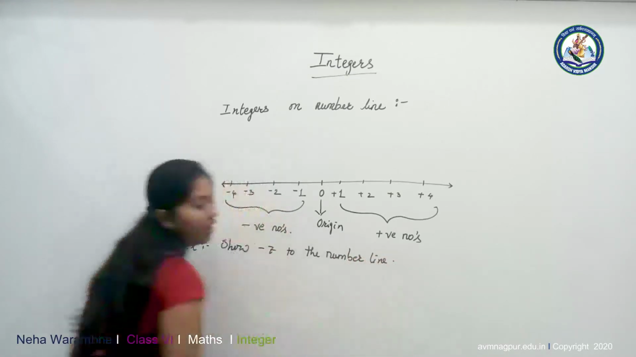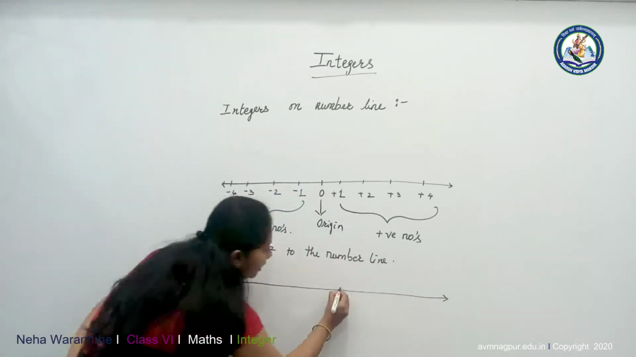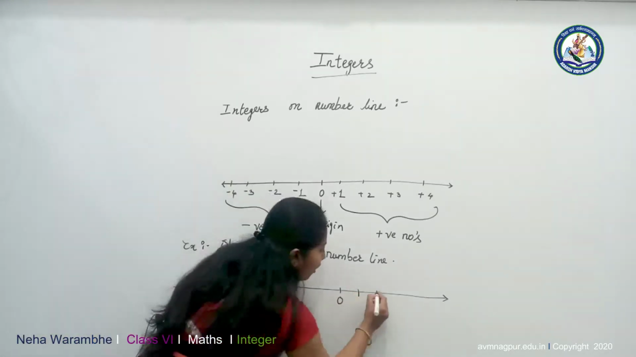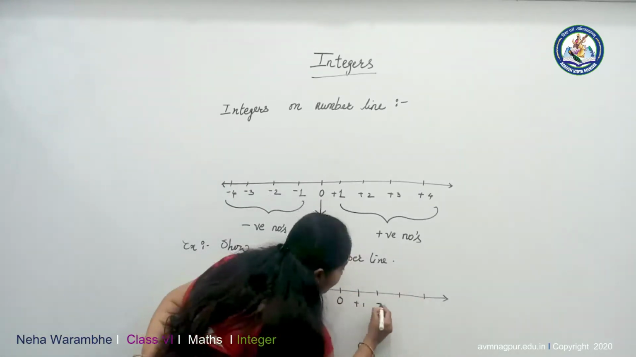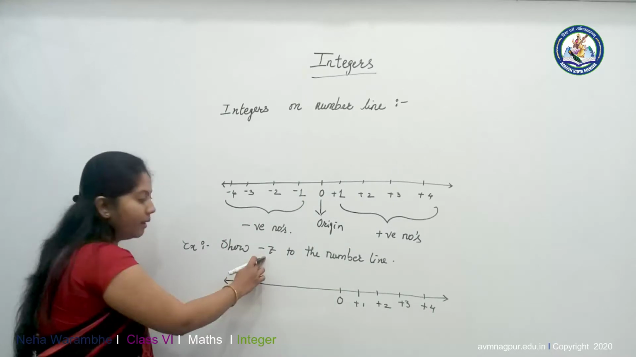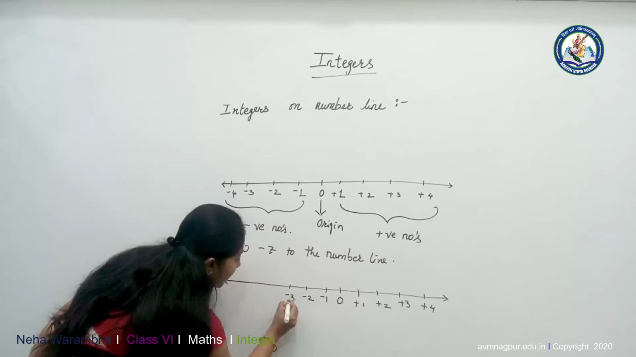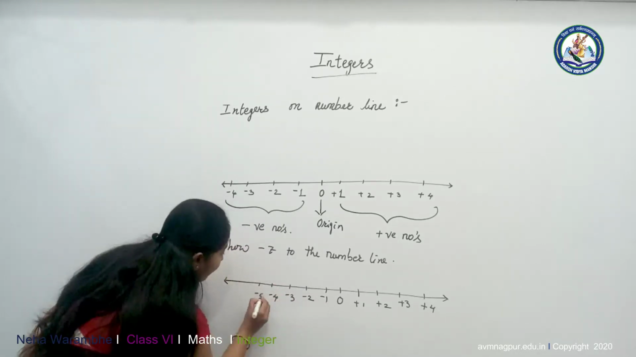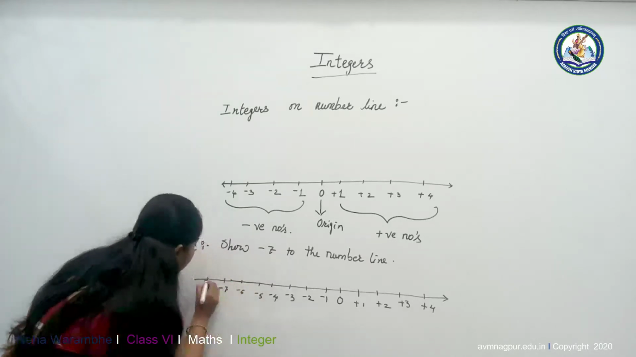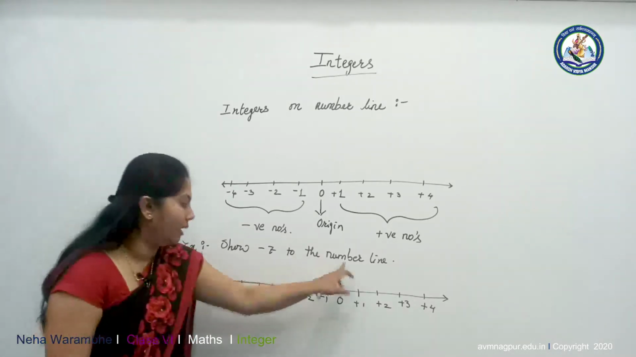First step is to draw a number line. Plot the points. See, this 0 is called the origin. On the right side of the number line, all the positive numbers are there, suppose plus 1, plus 2, plus 3 and plus 4. Now minus 7 on the number line. See, first minus 1, minus 2, minus 3, minus 4, minus 5, minus 6, and this point is minus 7, minus 8.